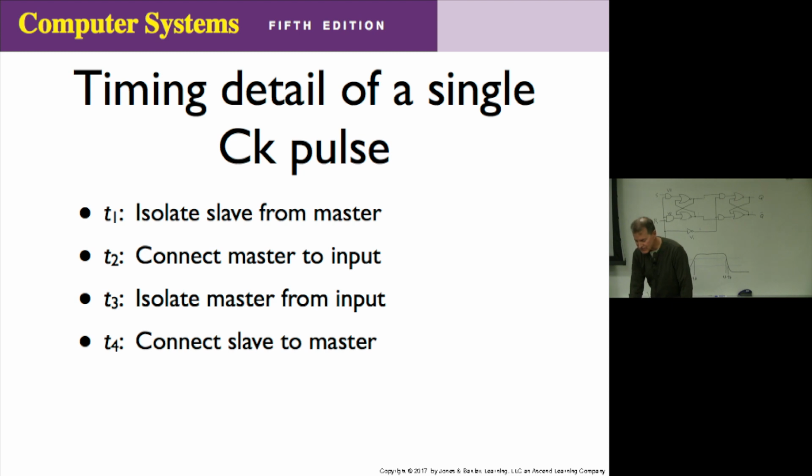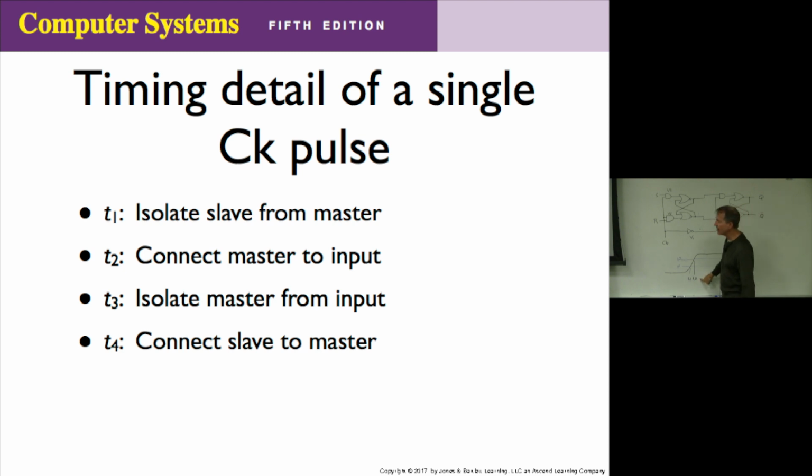So here's the terminology, the timing detail of a single clock pulse. At time T1, we isolate the slave from the master. Okay, so T1, we isolate the slave from the master. Now, why does that isolate the slave from the master? Because that flips this to 0, right?